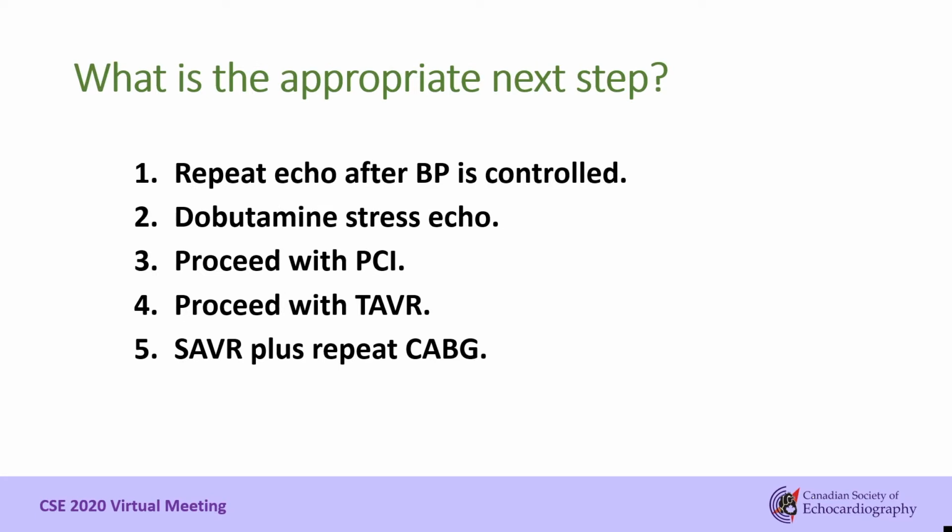So the question is what to do next. Should we repeat the echocardiogram after the blood pressure is controlled? Should we consider doing a dobutamine stress echo? Should we proceed with angioplasty, which is feasible? Should we proceed with replacement of the aortic valve percutaneously? Or should we proceed with surgical aortic valve replacement with repeat bypass concomitantly?